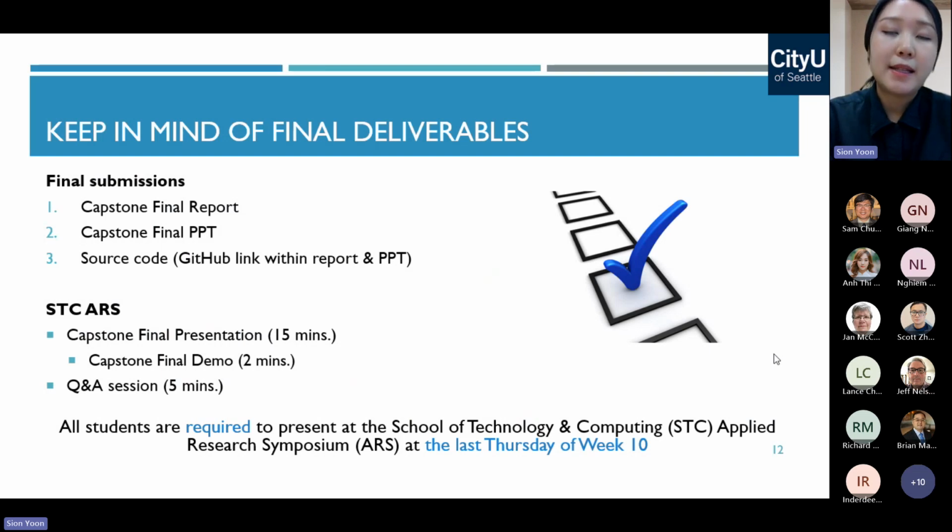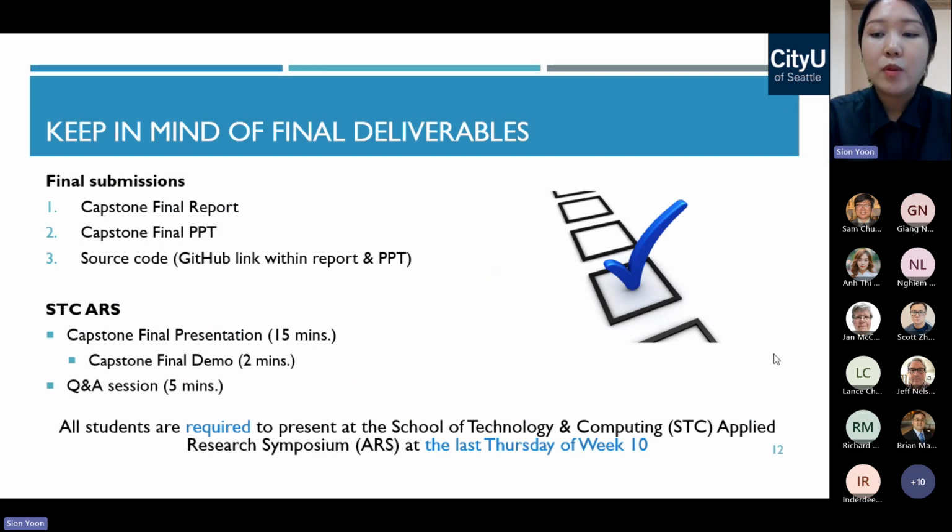Also, as I stated earlier, there's the Applied Research Symposium at the end of the quarter, and it is required for all students in the course to present at this event. So please, if you're taking the course, mark the last Thursday of week 10 on your calendar.